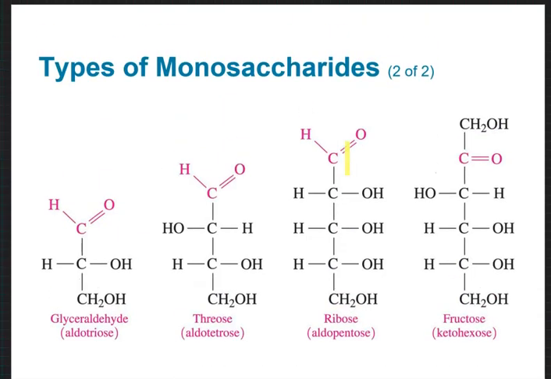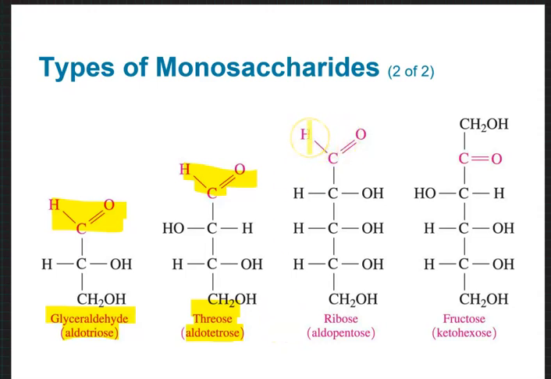So these are some examples of different types of monosaccharides. For instance, glyceraldehyde has 3 carbons and contains an aldehyde group. We're going to call it aldotriose. Threose contains 4 carbons and also an aldehyde group. We're going to call it aldotetrose since there are 4 carbons.